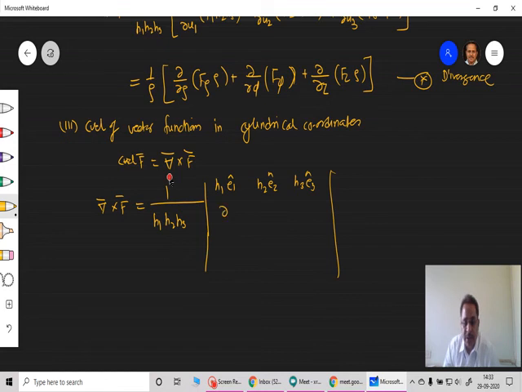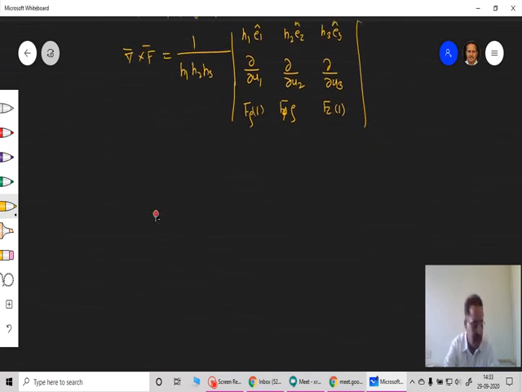Now the second row: first ∂/∂u1, second ∂/∂u2, third ∂/∂u3, and the last row is f1 h1, so f1 is f_ρ into 1. Now f2 into h2, so it is f_φ into ρ, and the third one is f_z into again 1. So we'll solve this and I'll directly give del cross f.